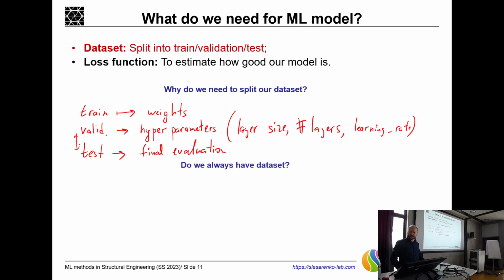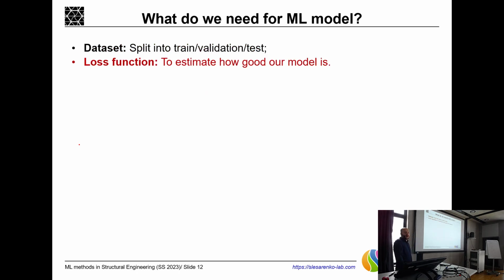And do we always have a data set? When we don't have it? Reinforcement learning. But again, we just skip it a bit. It's a very different field. To estimate how good our model is, which loss functions do we know? Can you name at least 2 of them? What? Binary cross entropy for a classification problem, perfect. And for regression, what are we usually using?